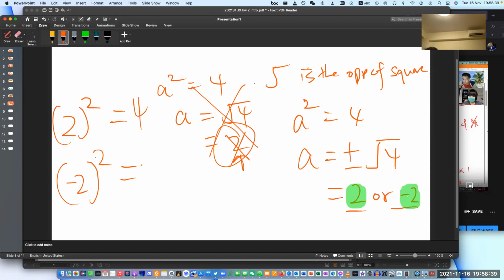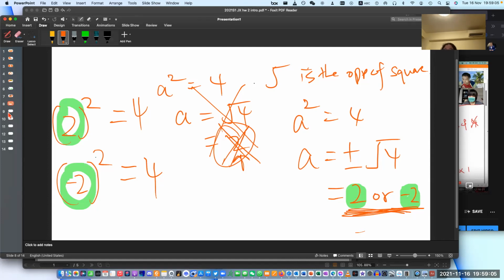Okay, so can you see that both give you 4? I mean, both to the power of 2 give you 4. So that's why your a is equal to 2 or a is equal to -2. So you are supposed to have 2 answers instead of just 1. All right. So remember, when you have even power, then you have to have 2 answers, the positive and then the negative.